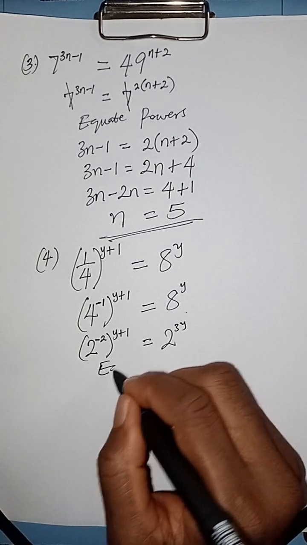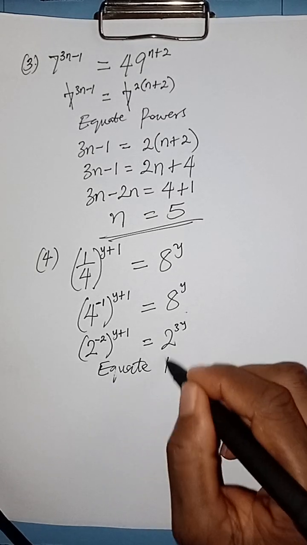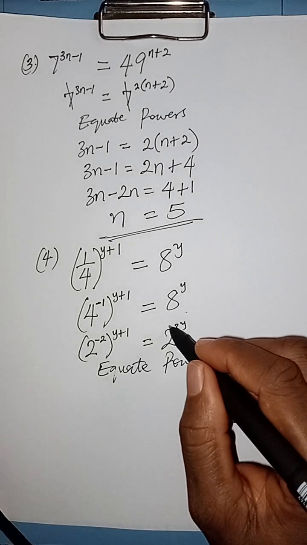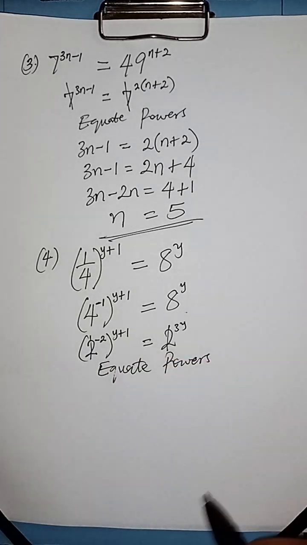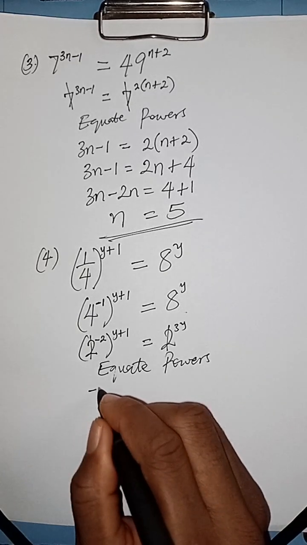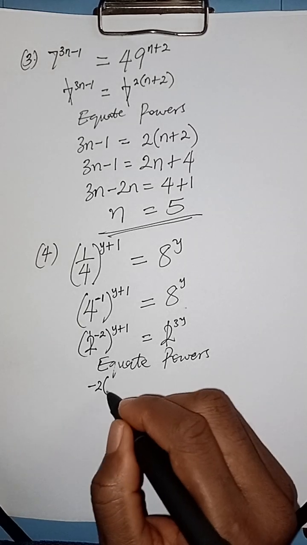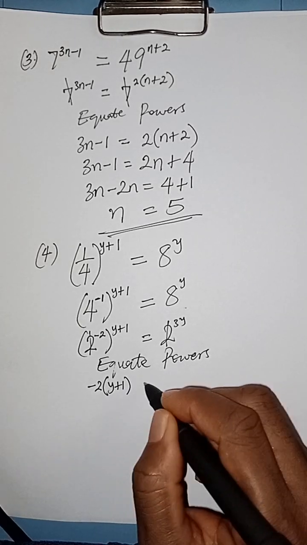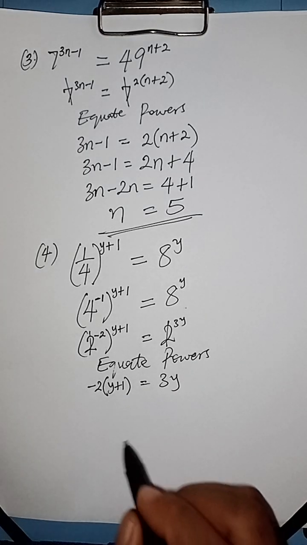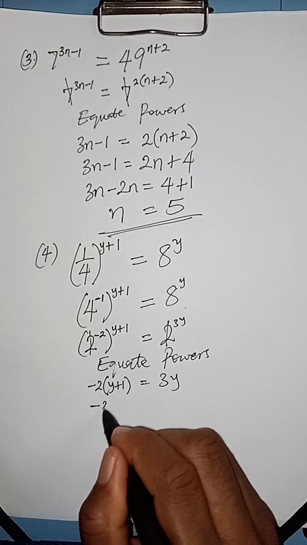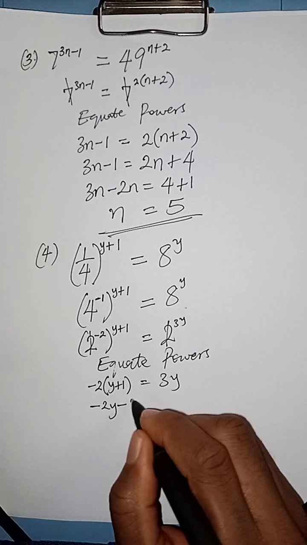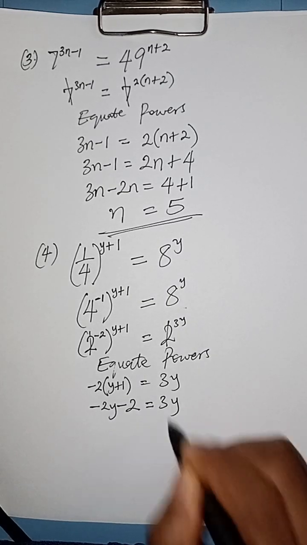So let's equate powers. Now please pay attention to what I'm going to do here so that you don't get confused. I'll cancel the base. True. But note, I'm left with minus 2 here. So you can open a bracket for y plus 1 equal to 3y. It is this minus 2 you use to expand this bracket. So minus 2 times y, minus 2y, minus 2 times plus 1, minus 2 equal to 3y.